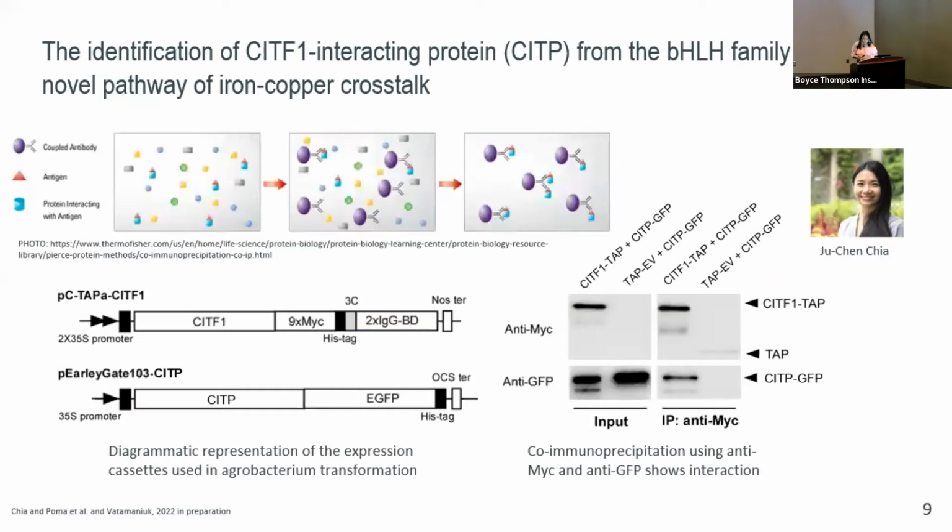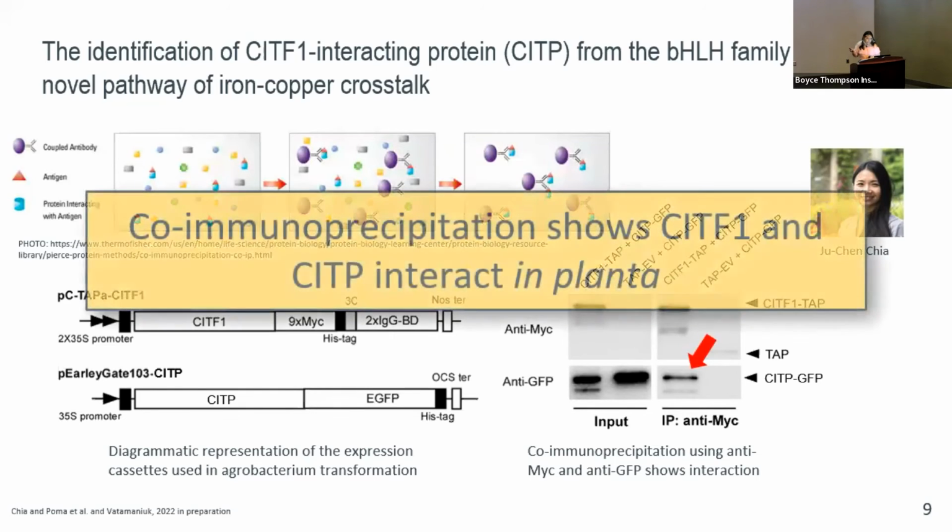Additionally, co-immunoprecipitation can also tell us whether 2 proteins interact or not using antibodies. My mentor also conducted this method using these expression cassettes, and both were transformed into Arabidopsis thaliana using agrobacterium transformation. It's important to remember that anti-MYC is the antibody for CYP1 and anti-GFP is the antibody for CITP. This band here represents CITP, and because my mentor used anti-MYC for immunoprecipitation, this tells us that the 2 proteins are interacting with each other in planta.